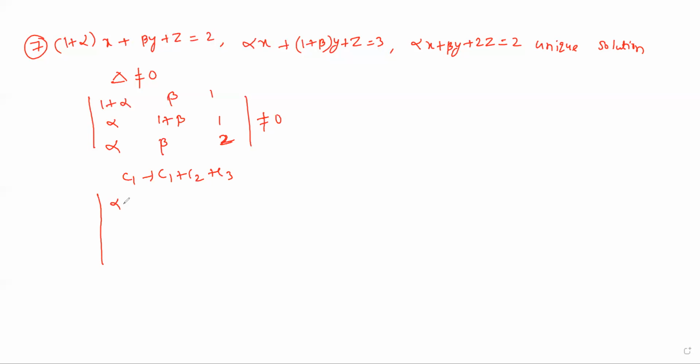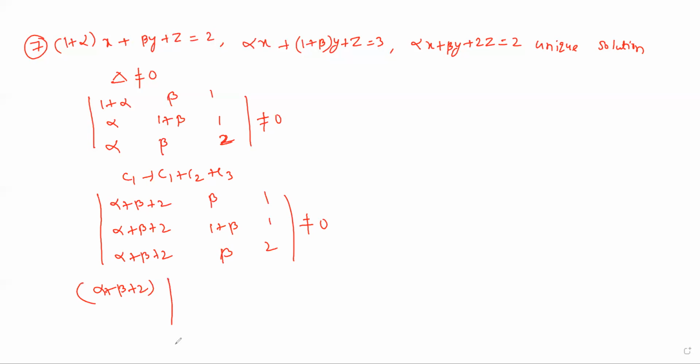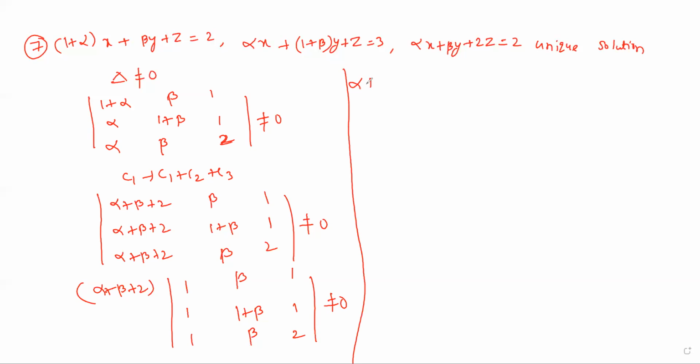By adding the columns, what will we get in the first column? Alpha plus beta plus 2, alpha plus beta plus 2, alpha plus beta plus 2. The other columns are beta, 1 plus beta, beta and 1, 1, 2, not equal to 0. Now alpha plus beta plus 2 is common, remaining 1, 1, 1; beta, 1 plus beta, 1; 1, 1, 2, not equal to 0. Now I'll expand this.